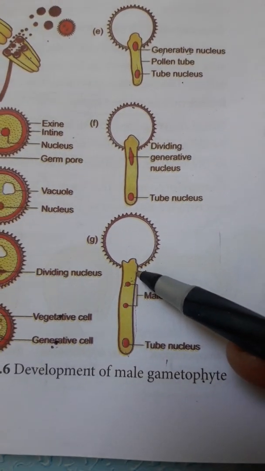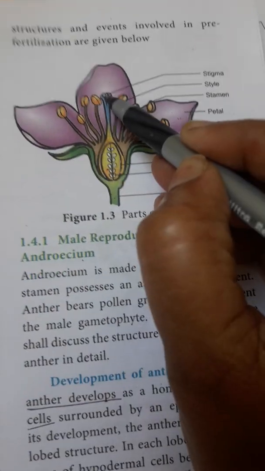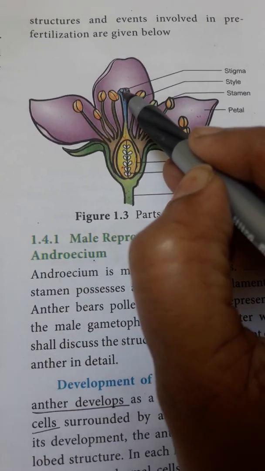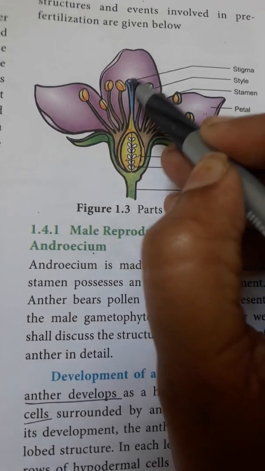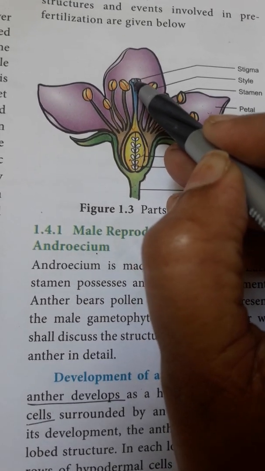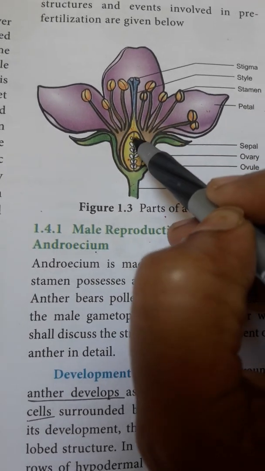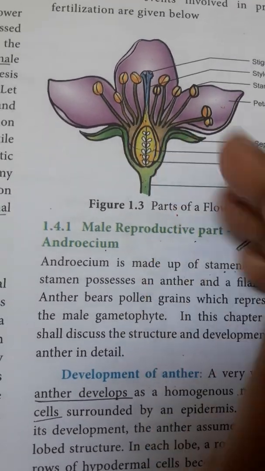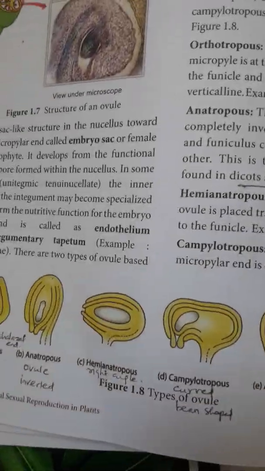Once this male gametophyte reaches the stigma, the tip of the female gametophyte, it absorbs moisture and swells. Then they enter the pollen tube, enter into the style, reach the ovule, and fertilization takes place. This is all about the structure and the development of the male gametophyte.